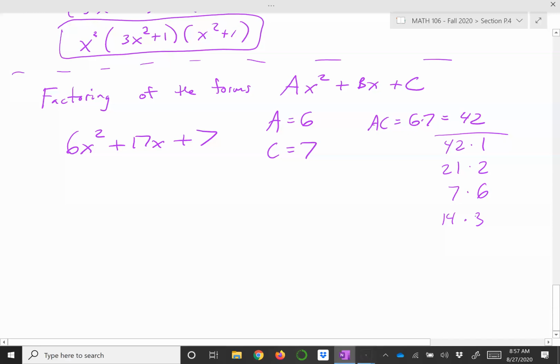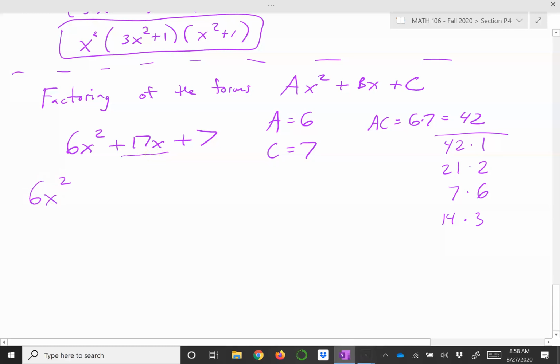Okay, now that you have those factors, it's sort of just like the other method. You see the middle term here, 17x? Looking at those factors, how can I make 17? Yeah, so this is what you do. You're going to expand, you're going to change 17x to look like this. We're going to keep the 6x squared, and then instead of having 17x, you're going to put a 14x and a 3x.